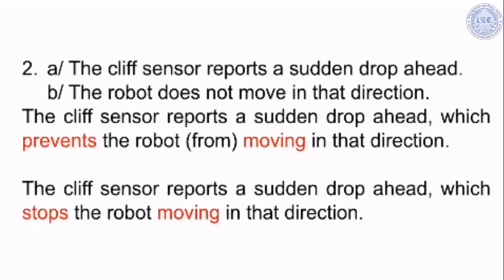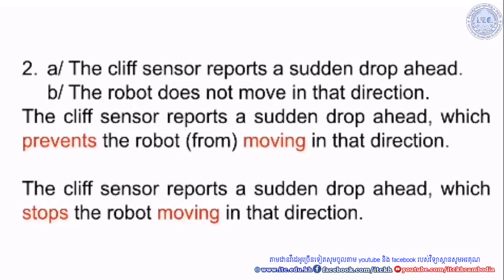Now the two sentences on the top are combined to become one full meaning sentence, and here we use prevent. But the second one: the cliff sensor reports a sudden drop ahead which stops the robot moving in that direction. So we just use a different verb. You see the two separate sentences are now combined to become one full meaning sentence. Okay, move to the next one.